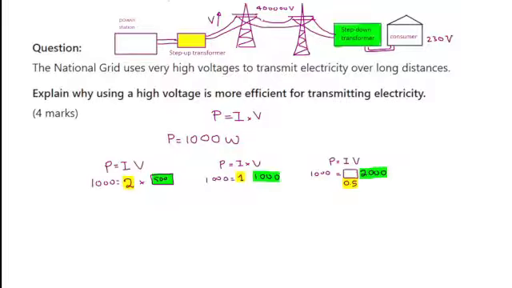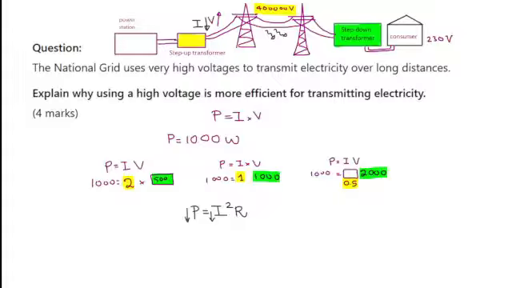So, in the national grid, when we use a really high voltage, obviously what that means is the current is significantly low. So how does a low current help us? Well, that's because the power dissipation in the cables is I squared R. So if I have a low current, obviously power loss will be less, meaning the energy that goes out in terms of heat is less.